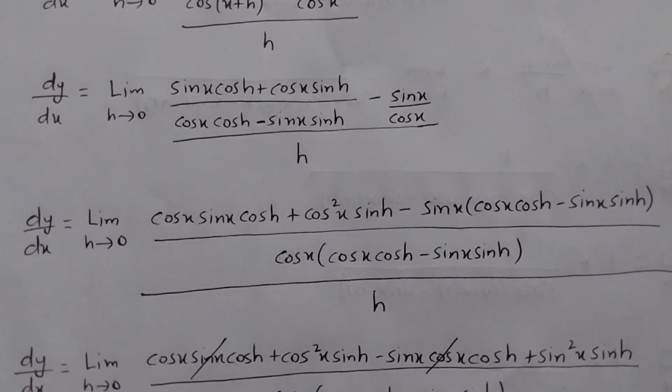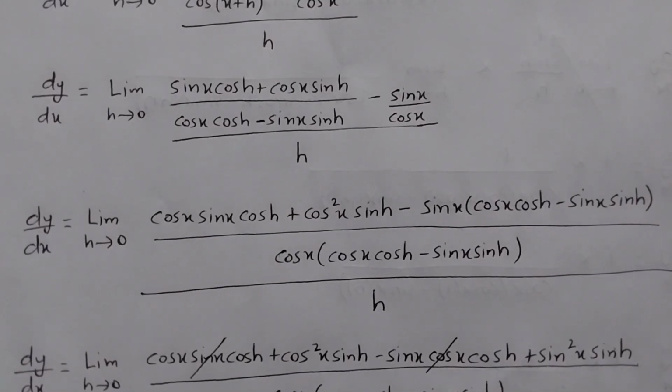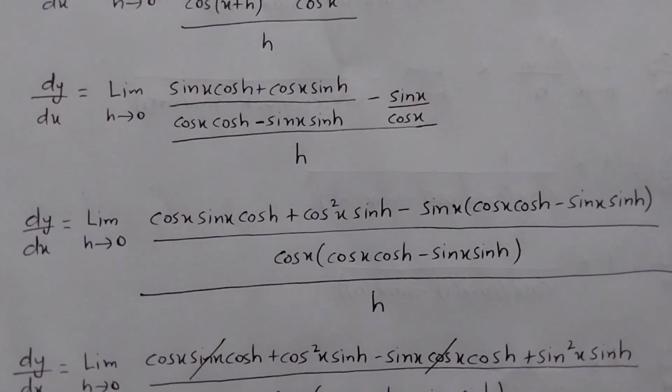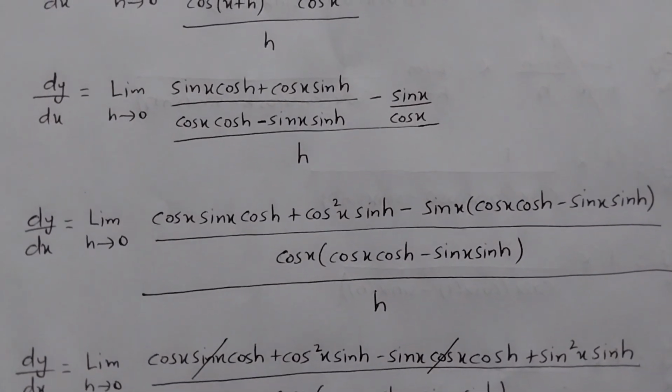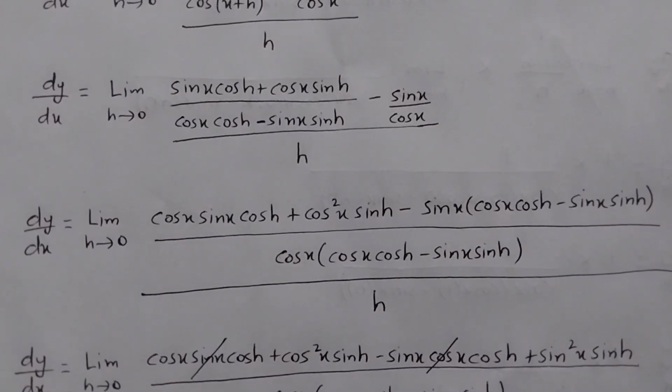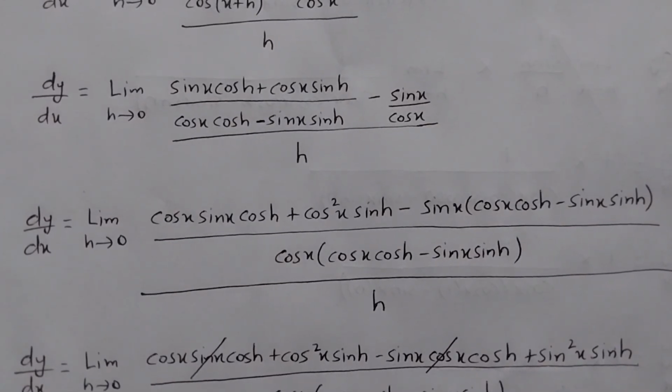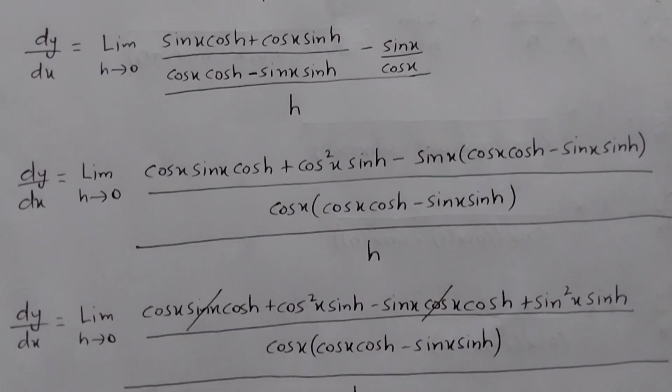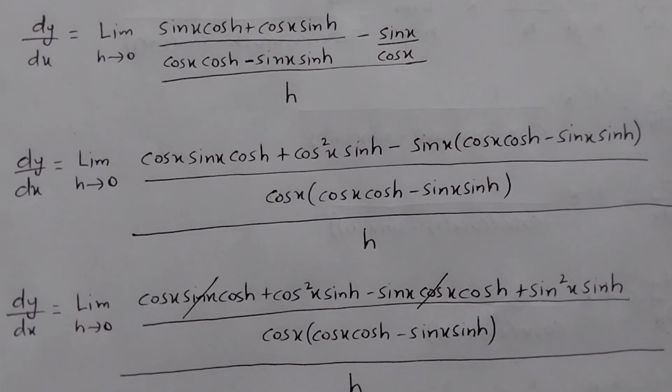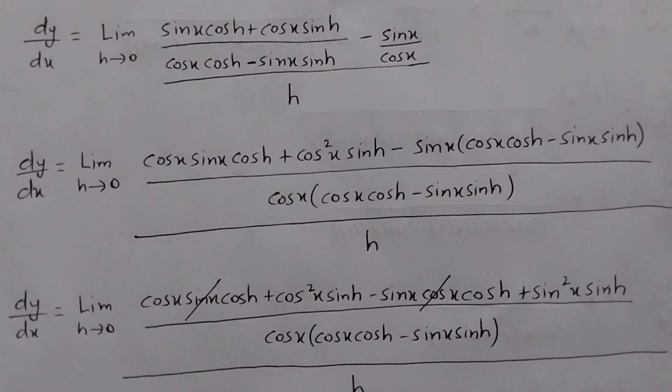When we take the LCM in the numerator, we'll get cos x sin x cos h, because we need to multiply the numerator of the first fraction with cos x, because that is what is missing from its denominator, minus sin x multiplied with cos x cos h minus sin x sin h. This factor was missing from its denominator, which was simply cos x. So if we multiply sin x with these two terms, cos x cos h minus sin x sin h, we get minus sin x cos h plus sin square x sin h.